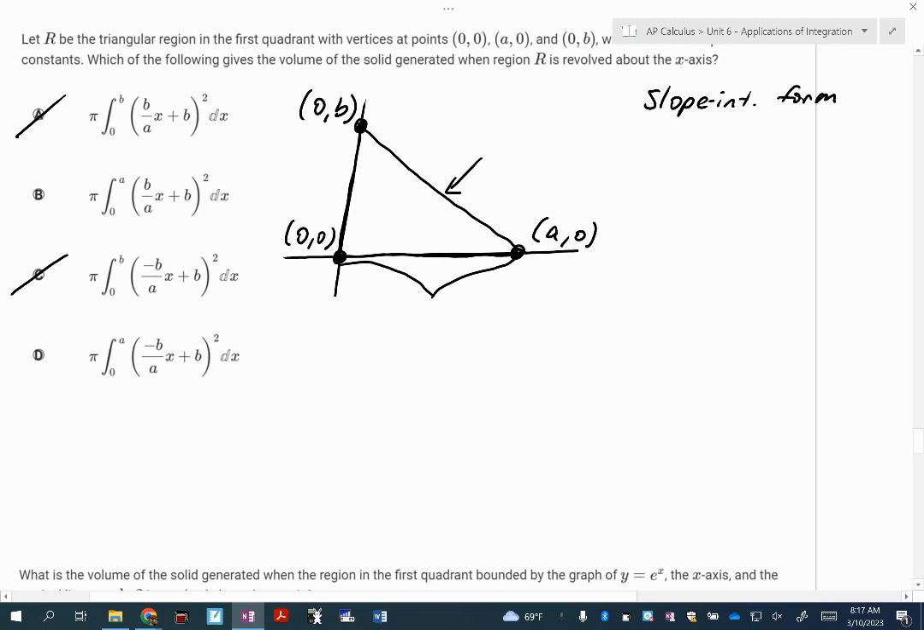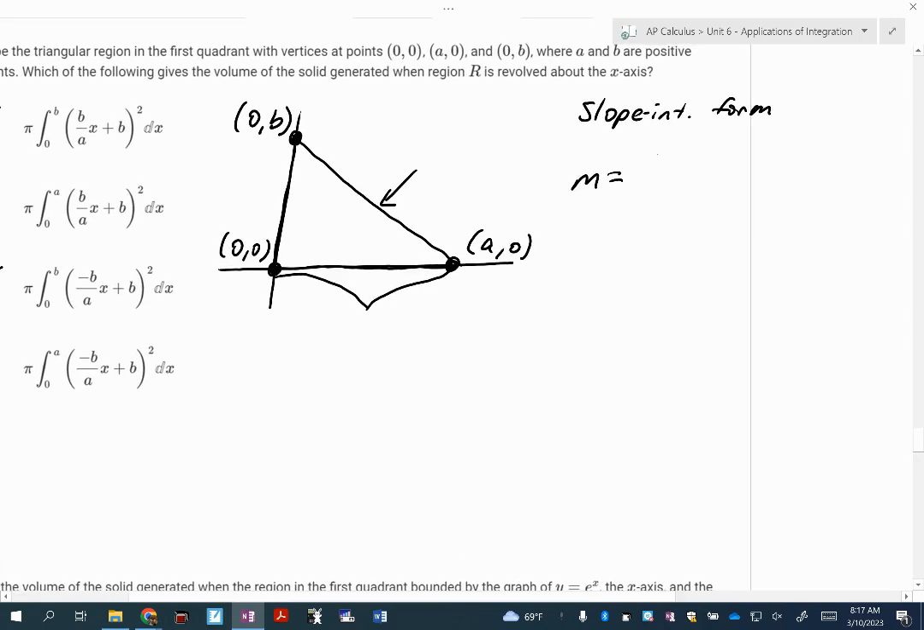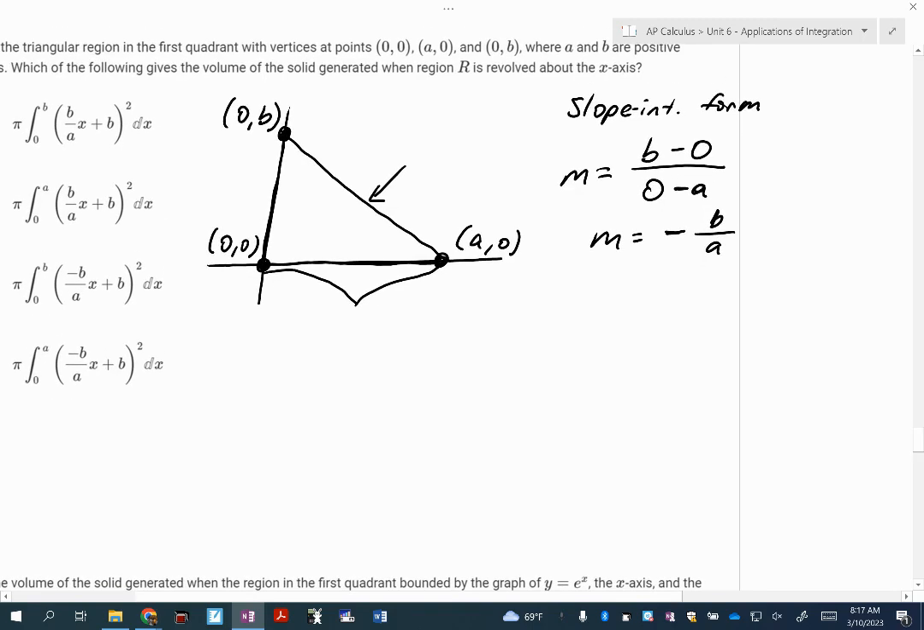So let's go ahead and get the slope. The slope is the change in y over the change in x, so b minus 0 over 0 minus a. So my slope is going to be the opposite of b over a, and then my y-intercept is whatever b is. So this function is going to be the opposite of b over a x plus b.